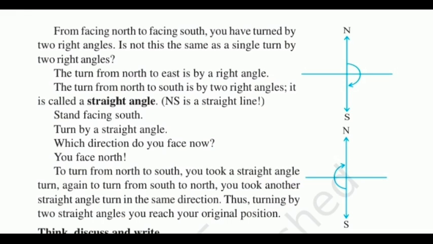Stand facing south. Turn by a straight angle. Which direction do you face now? You face north. To turn from north to south, you took a straight angle turn. Again, to turn from south to north, you took another straight angle turn in the same direction. Thus, turning by two straight angles, you reach your original position.